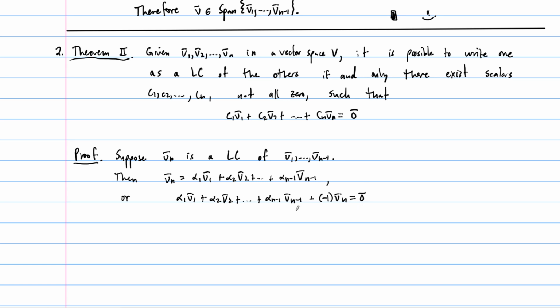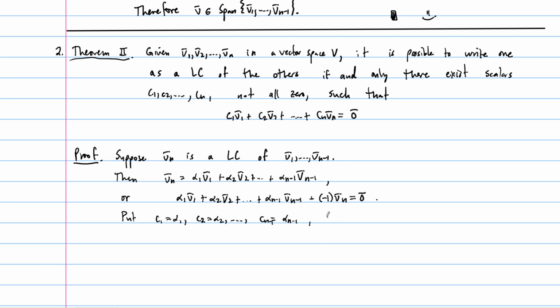All right, and so this is almost what we want. We want to make sure that we have a linear combination where not all the coefficients are 0, and look at that, C sub n is going to be equal to a non-zero constant. So in this case we would just say, all right, we can put C sub 1 equal to alpha 1, C sub 2 equal to alpha 2, etc., C sub n minus 1 equal to alpha n minus 1.